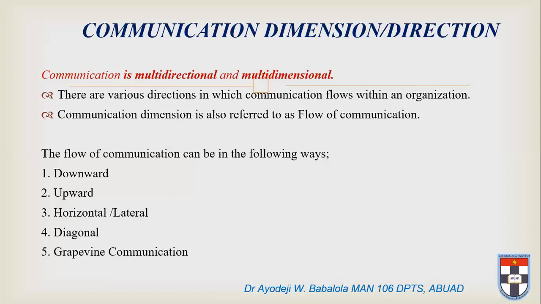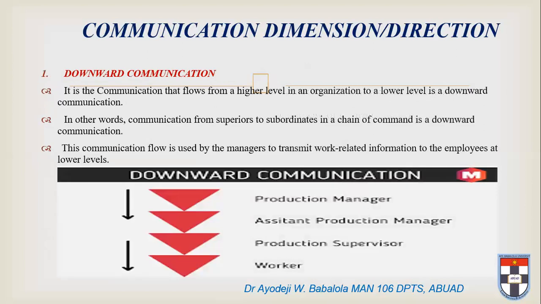Now, when we talk about the flow of communication, it can go downward from superiors to juniors, upward from subordinates to superiors. It can be horizontal or lateral. It can be diagonal. And we also have what we call grapevine communication. I spoke briefly about grapevine communication in our first class. So let's look at these different directions, one after the other.